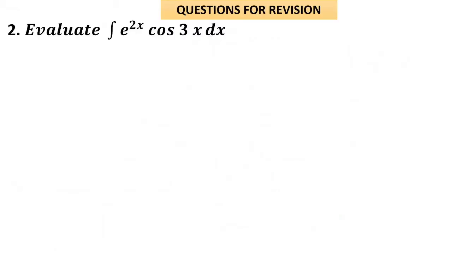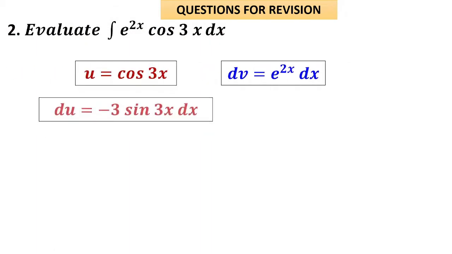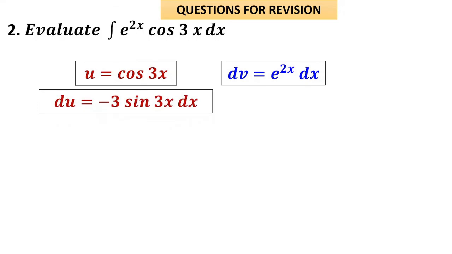Let us go to the next problem. Integral e power 2x into cos 3x dx. Same technique. Take u as cos 3x, dv as e power 2x. Here be careful with the constants which are coming out. du is minus 3 sin 3x dx, v is e power 2x upon 2.